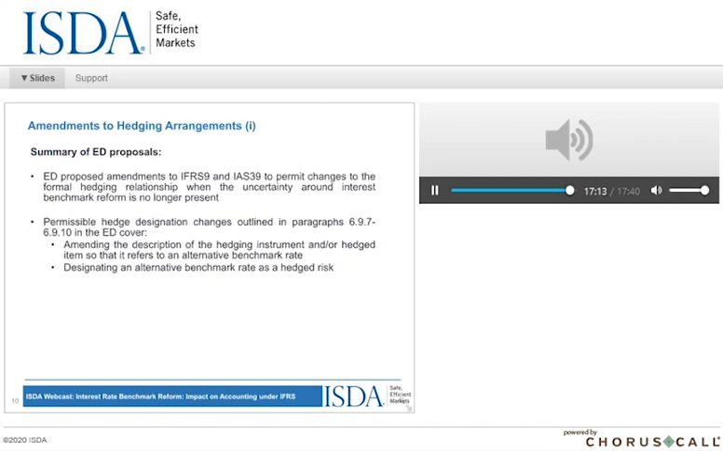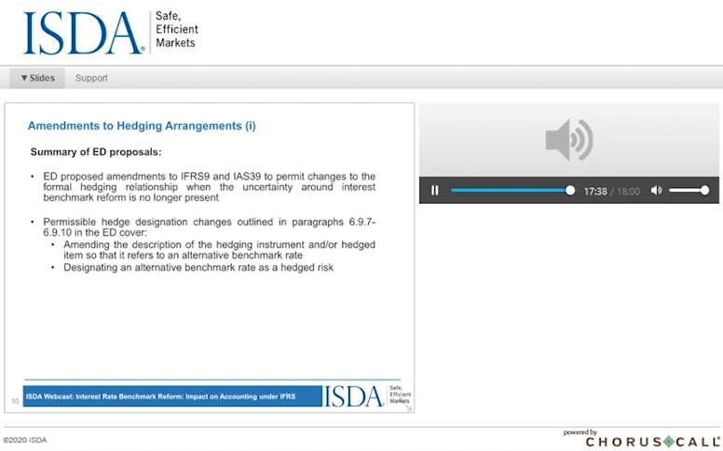Thank you, Tony. Slide 10 outlines some of the key points in the exposure draft around amending hedging relationships as a consequence of IBOR reform. When there is no longer uncertainty around IBOR reform, for example, when a financial instrument is transitioned to an alternative benchmark rate, then the ED permits certain updates to the hedging relationship.